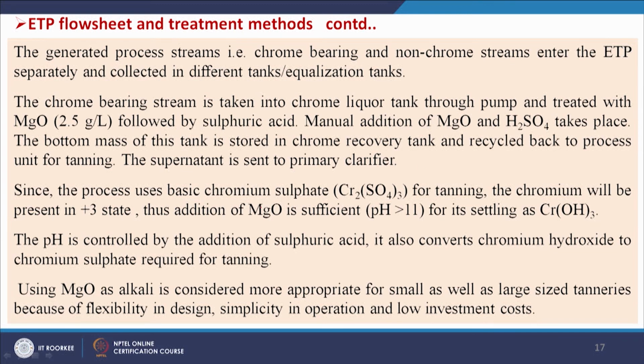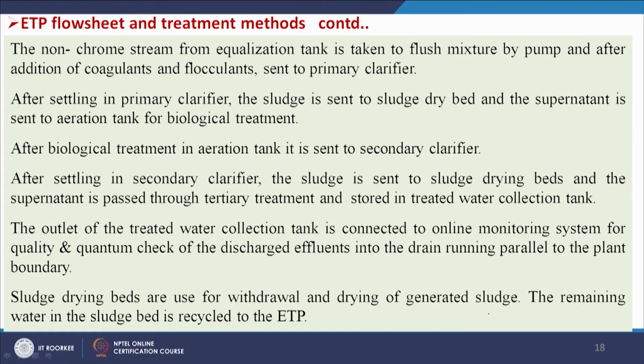Since the process uses basic chromium sulphate for tanning, the chromium will be present in the +3 state, thus addition of MgO is sufficient at pH 11 for its settling as Cr(OH)3. The pH is controlled by the addition of sulfuric acid. It also converts chromium hydroxide to chromium sulphate required for tanning. Using MgO as alkali is considered more appropriate for small as well as large size tanneries because of flexibility in design, simplicity in operation and low investment costs. And then the non-chrome stream from the equalization tank is taken to the flash mixer by pump, and after addition of coagulants and flocculants sent to the primary clarifier.